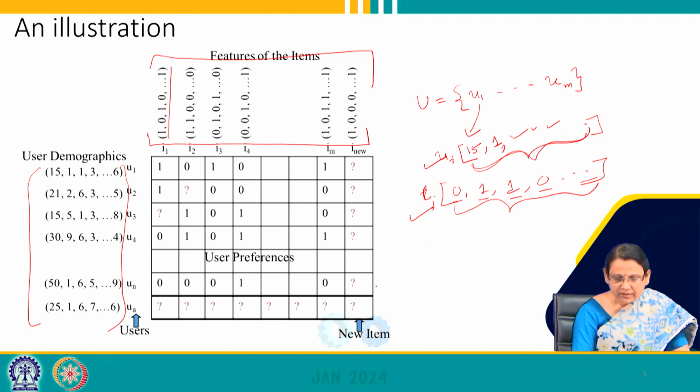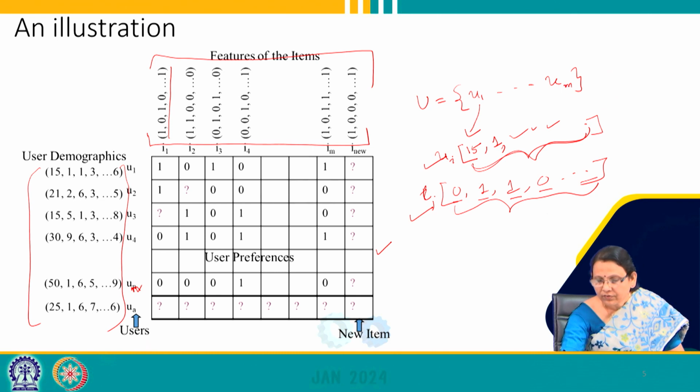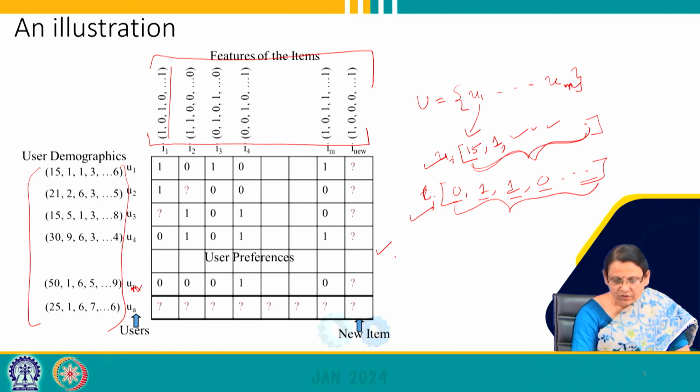Now, come to the third matrix. This is the third matrix. So, you have some m number of users and n number of items, or rather I made it the opposite, n number of users and m number of items. So, this matrix is again an n cross m matrix.